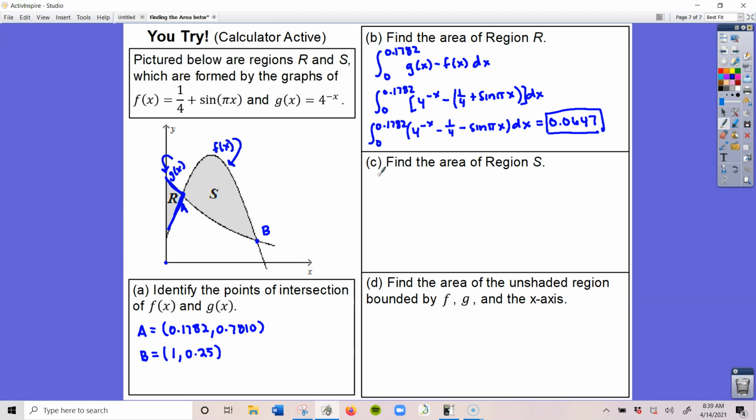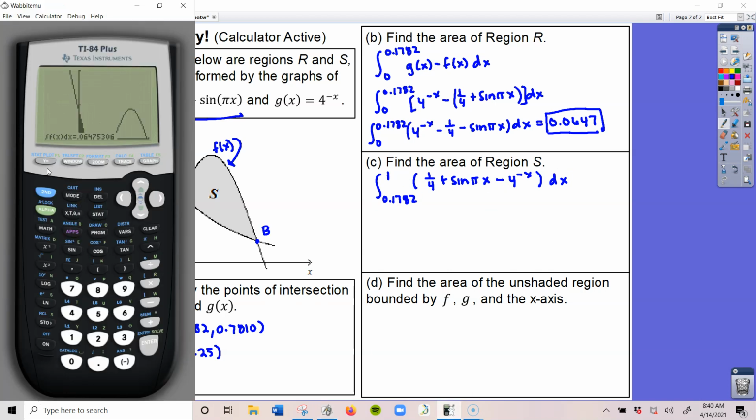So when we set up this integral, it would be from the x value of A, 0.1782, to the x value of B, which is 1. And then we have to do f of x now minus g of x. So that would be f of x here, 1/4 plus sine of pi x, minus g of x, so 4 raised to the negative x dx. And this is already pretty much simplified out for us, so I'm going to come here to my calculator.